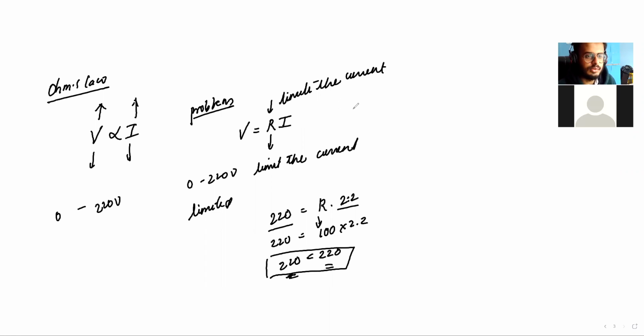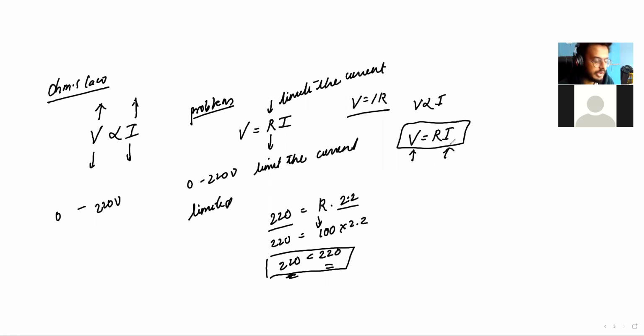Okay, so V equal to IR is Ohm's law, where voltage is directly proportional to current, but the current is limited, and it is limited by the addition of resistance. It is always limited by resistance. The current value will not go as high as the voltage value, because that value is limited by the resistance. Okay, this has to be very clear to you.